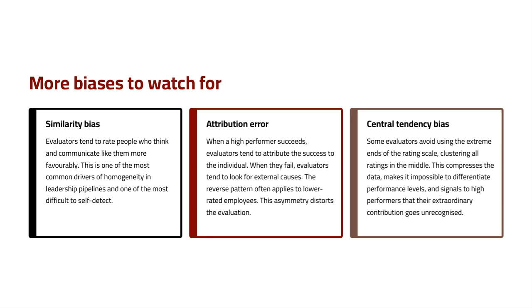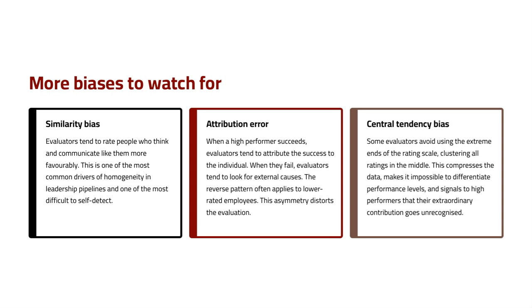Then, we have attribution error, which is about how success and failure are explained differently depending on who is being evaluated. High-performer successes are usually credited to their abilities, but their failures to outside factors. For lower-rated employees, this pattern flips, leading to a skewed evaluation.